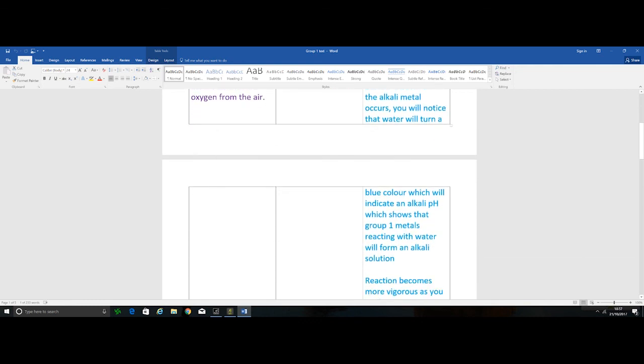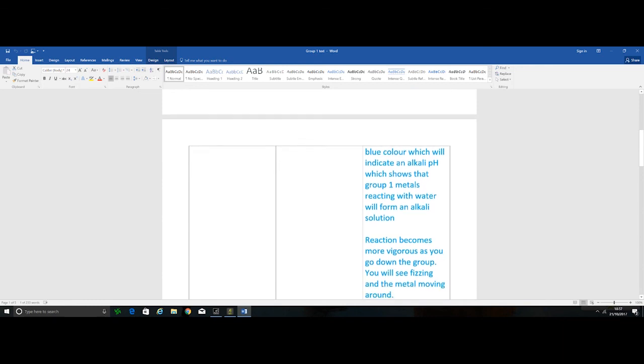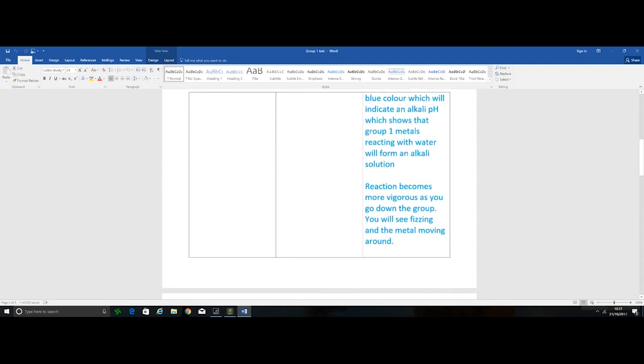Again, watch that video because it'll make more sense. What you'll notice is that the metals fizz, they form bubbles and they float on the surface. Group 1 metals floating on the surface is quite weird, because you expect metals to be quite dense and sink to the bottom. However, group 1 elements end up floating and fizzing, and they give off a lot of gas. That gas that's produced is hydrogen gas.